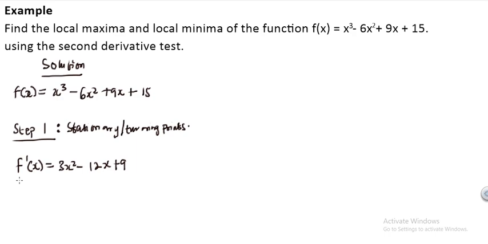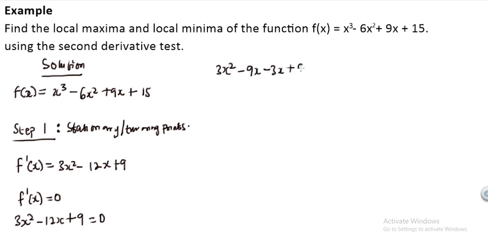The next step to help us find our stationary points is to equate the derivative to 0. So f prime of x is equal to 0. Now from here, this is 3x squared minus 12x plus 9 is equal to 0. If I want to solve this equation using the factorization method, this becomes 3x squared minus 9x minus 3x plus 9 is equal to 0. So minus 3x and minus 9 are my two factors.